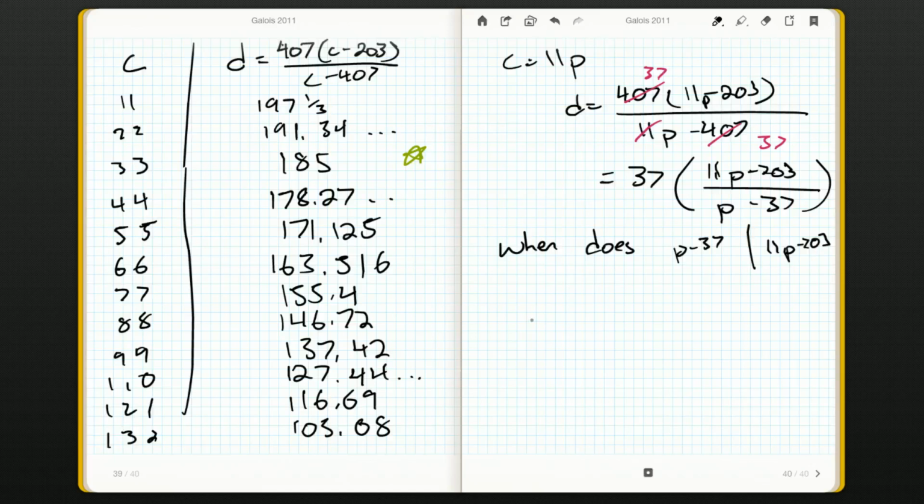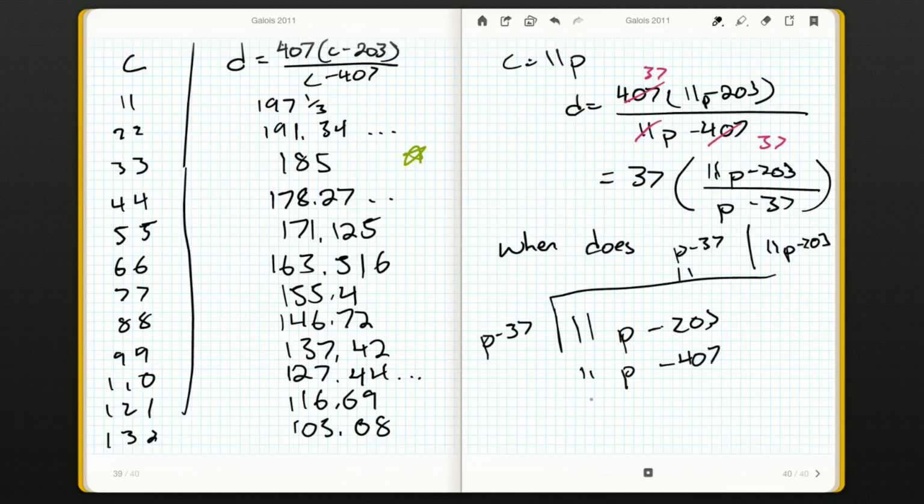Well, what if I use polynomial division on it? So I have 11p minus 203, and I use polynomial division. So I should get an 11 here, and then 11p minus 407 here. Get 204.